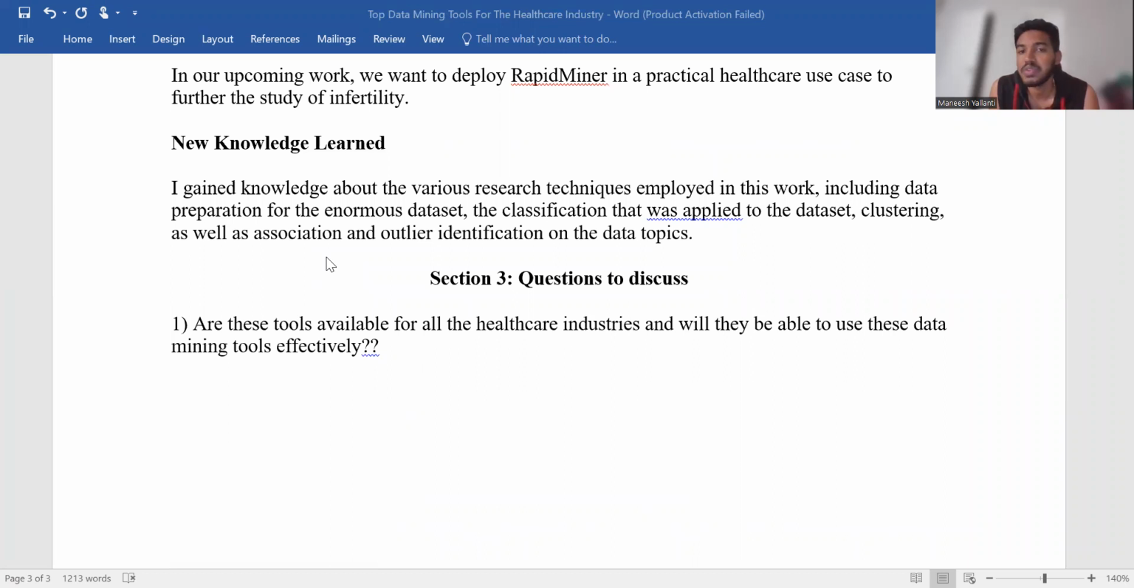Are these tools available for the healthcare industries, and will they be able to use these data mining tools effectively?